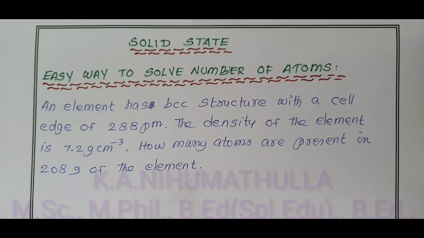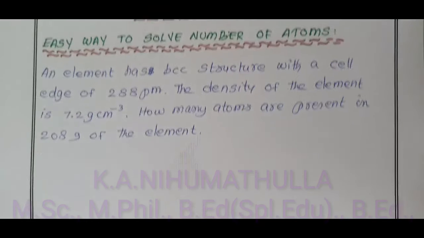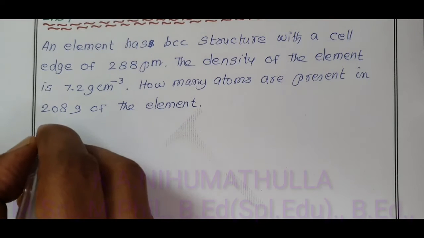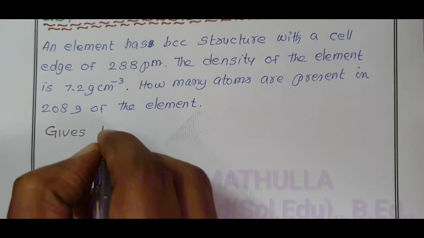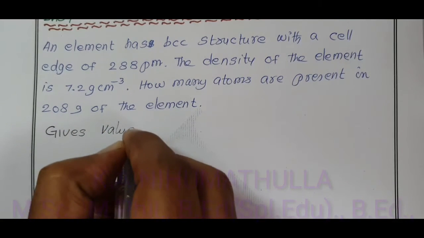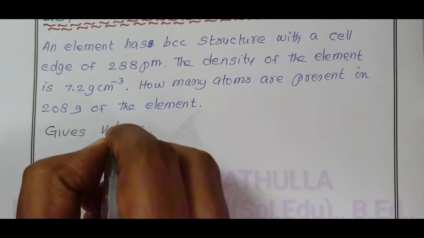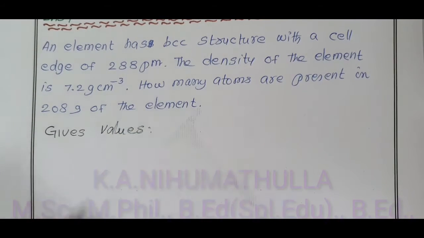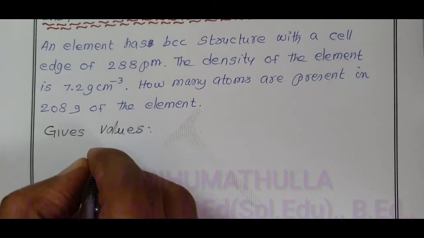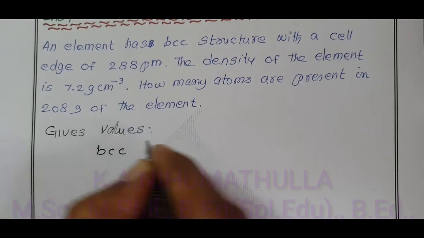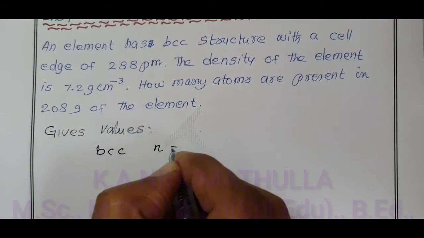So first we have to calculate molar mass, then number of moles, then finally how many atoms are present. Now I write the given values. What are the values given? What we have to calculate from these given values? First one is, it is body centered cubic arrangement. Therefore, for BCC, the total number of atoms is equal to 2.